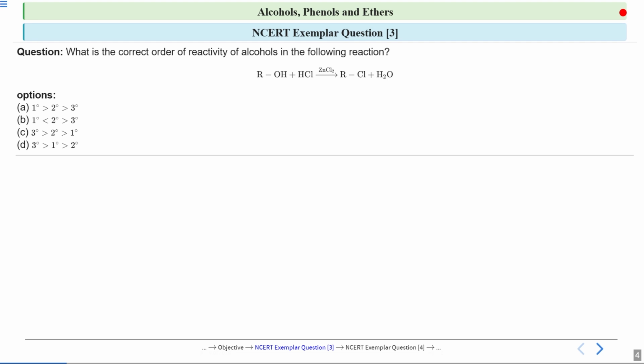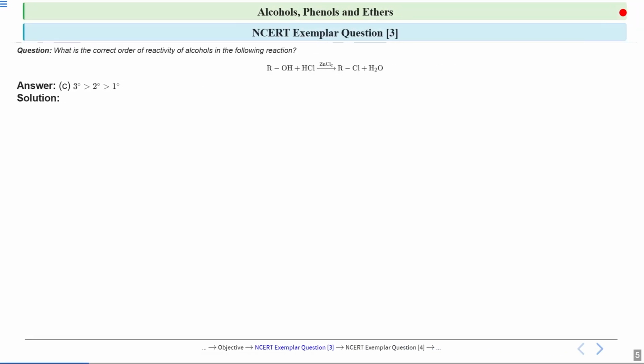If we see the solution part, the right answer for this question is option C, which is tertiary first, then secondary, and then primary. Now let's see the solution, how this option is correct.